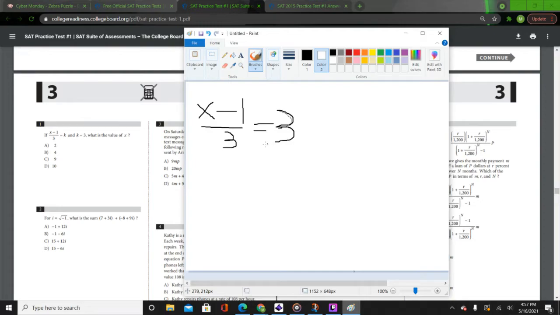So we'll write k is equal to 3. And we'll multiply by 3 on both sides. So we'll get x minus 1 is equal to 9, or x equals 10. And I believe that should be the correct answer. Let's make sure I didn't do anything wrong. And yes, that should be choice D. I will double check though. 1D is correct. Yes.